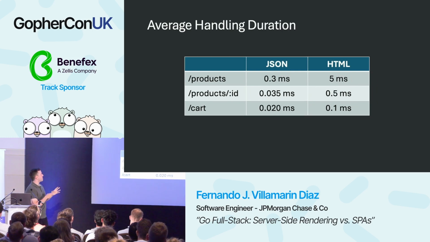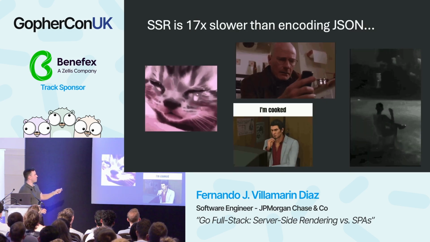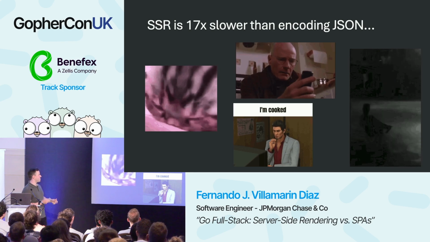But when we look at the average handling duration, HTML ends up being much slower. So this is where I started to think, oh my goodness, this cannot be. Because now I come here and try to sell you the idea that you should server-side render your components, full stack, all that good stuff. And I end up showing something that is basically 17 times slower than JSON. So it's not a good show.